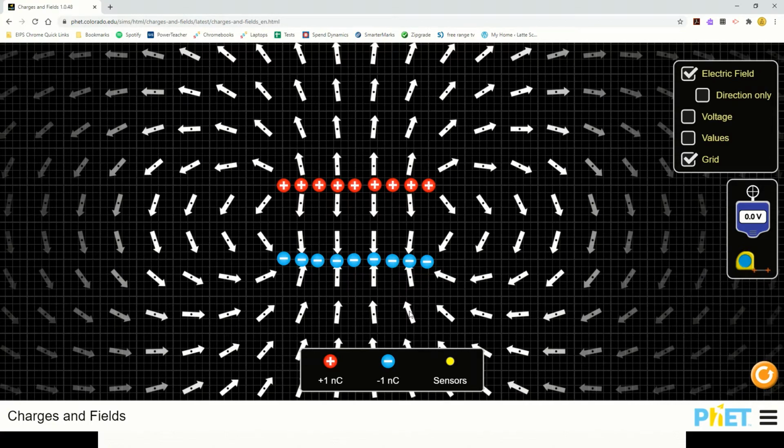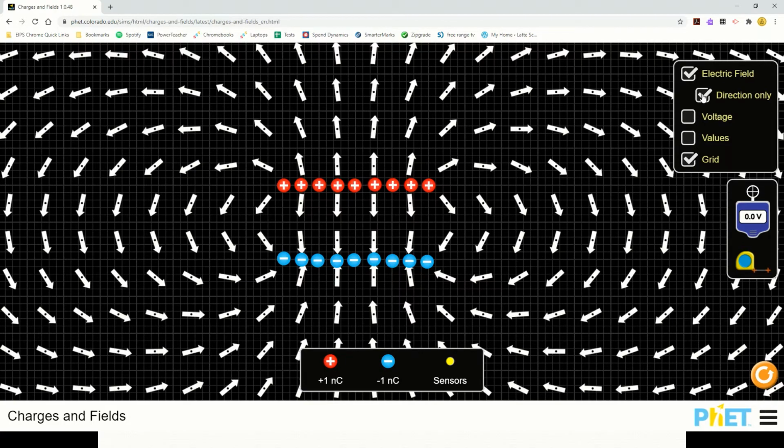There we go. And when we do that, when we look at the field between the charges here, it actually looks like it's pretty uniform. It's pretty straight, right? What can we do here?